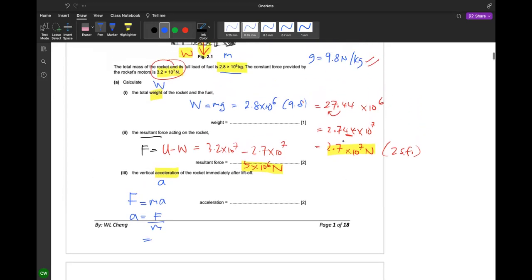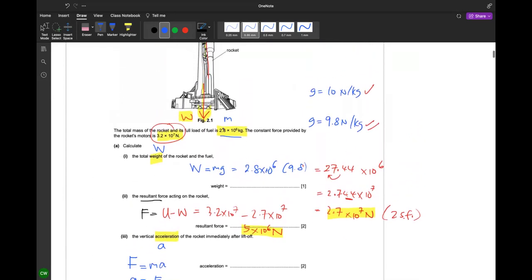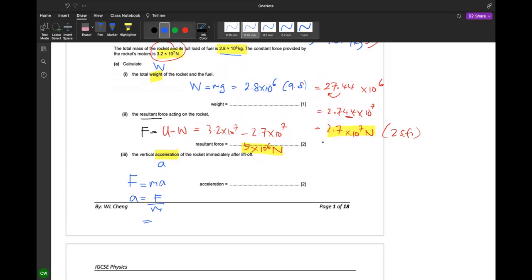Okay, do you have the mass? We also have the mass. Can you tell me the value? So we have to take 5 times 10 to the power of 6 divided by the mass, 2.8 times 10 to the power of 6. So what is the final answer?